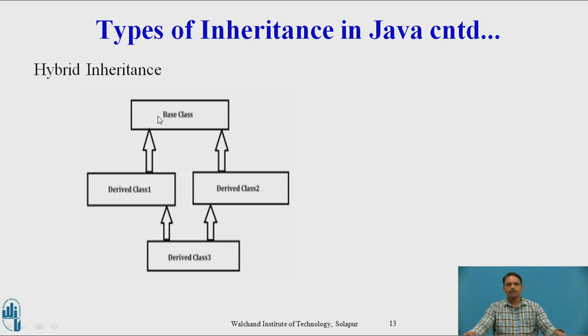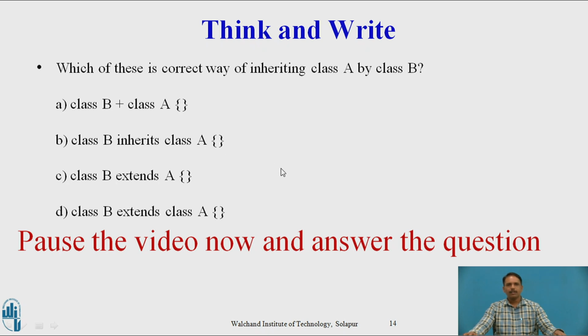So here we can have multi-level inheritance, hierarchical inheritance, multiple inheritance, but as Java does not support multiple inheritance, the last combination may not be possible, where derived class 3 is trying to inherit the attributes of derived class 1 and derived class 2. It is not supported in Java, but as an example we can look at this particular diagram for understanding hybrid inheritance. Now just pause your video and try to answer this particular question.